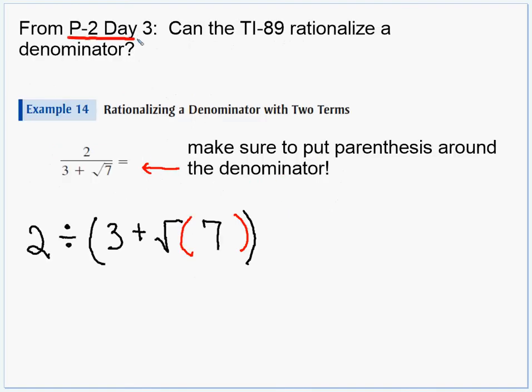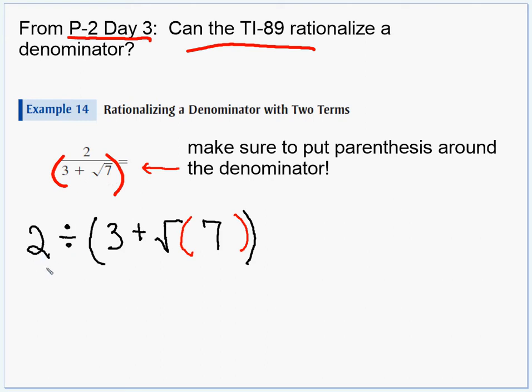All right, on to P2 Day 3. We did some rationalizing of denominators. Can a TI-89 rationalize a denominator? Oh, you betcha. Now for this, here's the exact example in the book. We definitely want to parenthesize that denominator. We need to make sure that denominator is its own group.